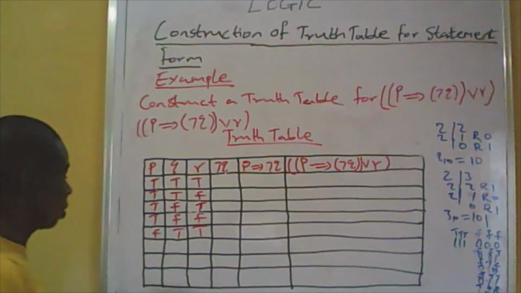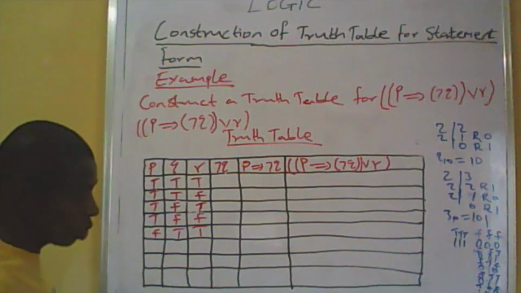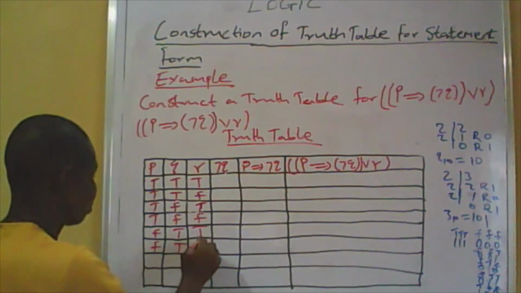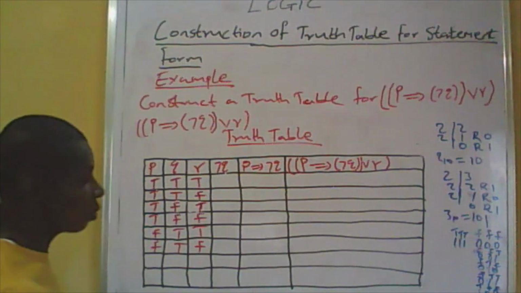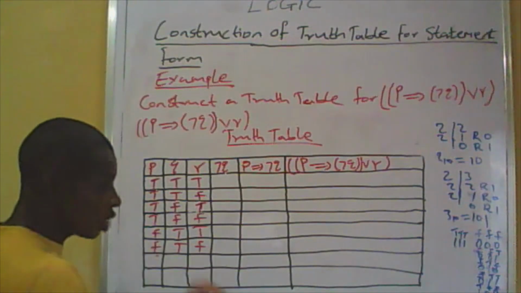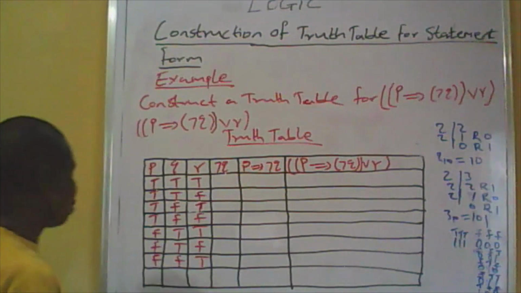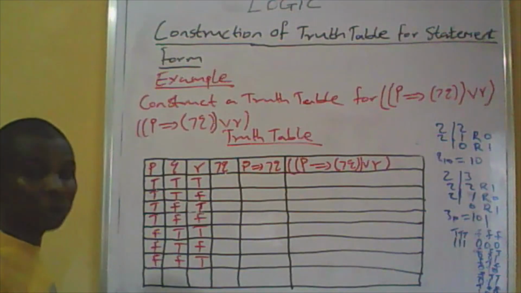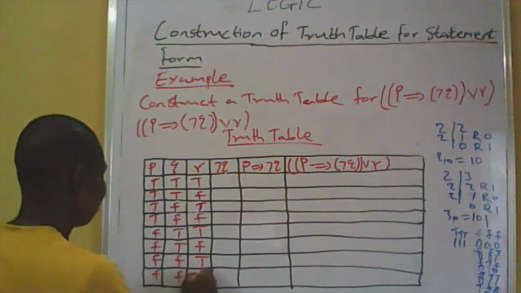Another one is where you have 010. That means it's going to be 0, 1, 0, which is F, T, F. So another one where we have 001, which is F, F, T. Another one is where we have 000, that means 0, 0, 0. It is F, F, F.